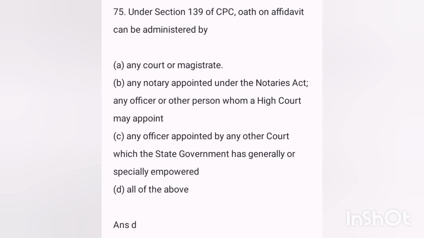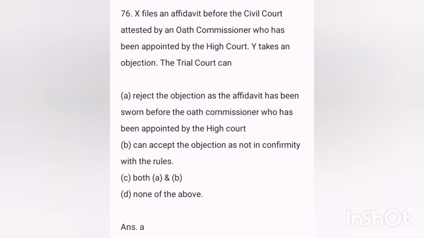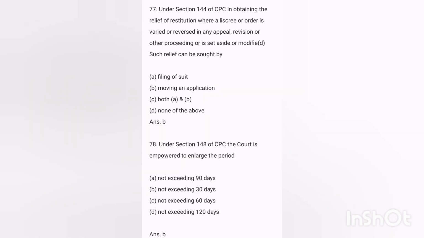Answer was D, all of the above. Next, X files an affidavit before the civil court attested by an oath commissioner who has been appointed by the High Court. Why taken an objection, the trial court can. Answer was reject the objection as the affidavit has been sworn before the oath commissioner who has been appointed by the High Court.